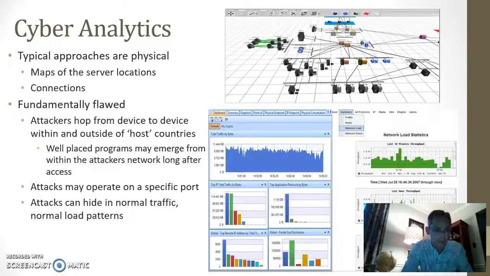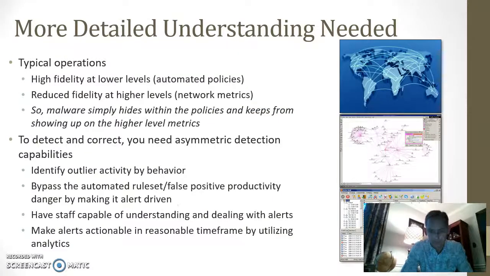Our typical approaches are physical, right? We understand maps of server locations and connections and all that stuff. But that's a flawed way to look at a network, because attackers hop from device to device, within and without, outside of other host countries. Their attacks can emerge from anywhere, and it can be long after the attackers have actually had access. They may operate on a specific port, they can hide in normal traffic and normal load patterns, those kinds of things. So you need to understand from an analytics perspective what's normal, what's out of normal, and how do we deal with these things.